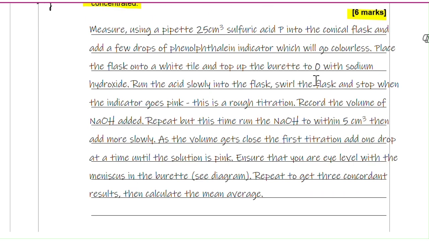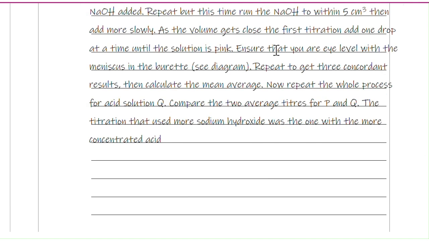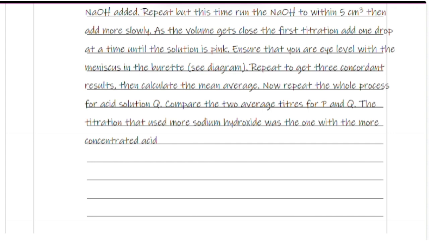Concordant just means they're very close to each other, usually about 0.1 centimetres cubed, and then we calculate the mean average. Now finally we repeat the whole process for acid solution Q. And then we compare the 2 average titers for P and for Q. The titration that used more sodium hydroxide was the one that had to work and react with the more concentrated acid.